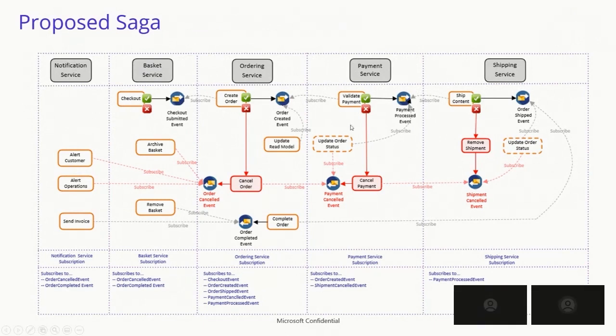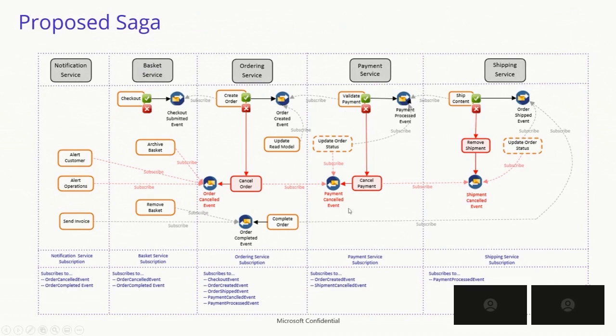You can see that the shopping basket would do a checkout. It would publish that event. The ordering service would listen to the checkout event. It would create the order. It would then raise an order created event. The payment service would subscribe to the order created event. It would validate the payment and charge a customer's credit card. If that's successful, it will publish a payment processed event. The shipping service would respond to the event. It would ship the actual order and complete the order. You can see the different things.